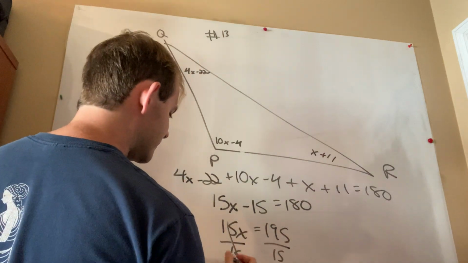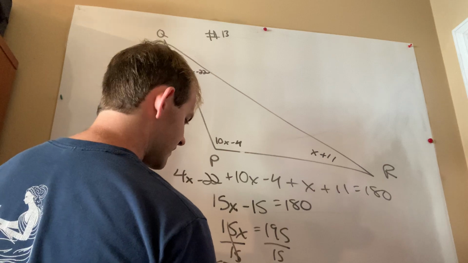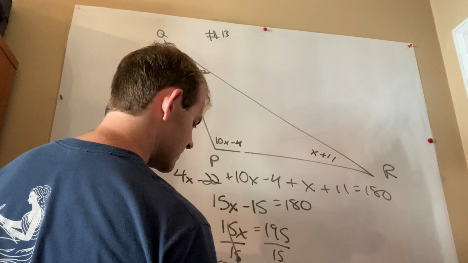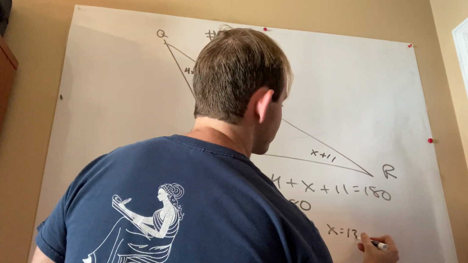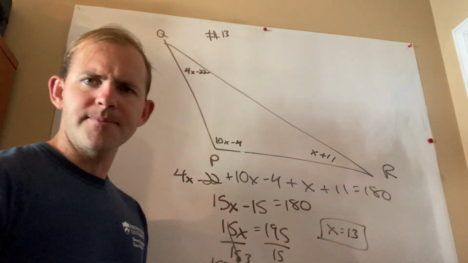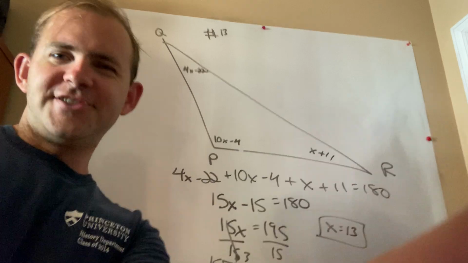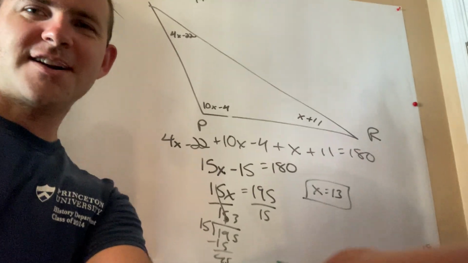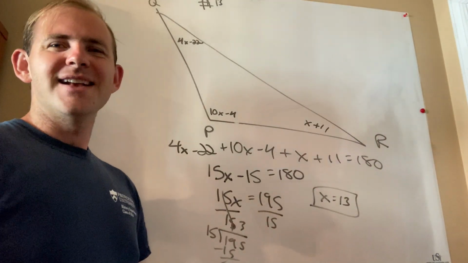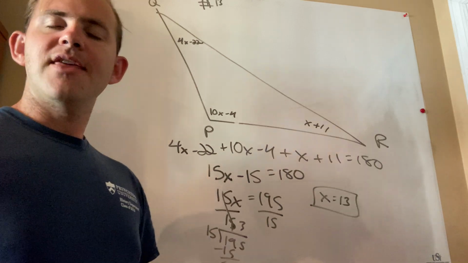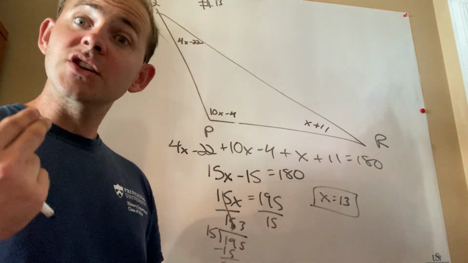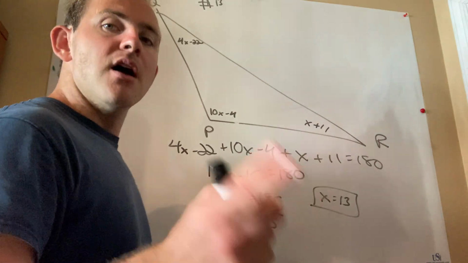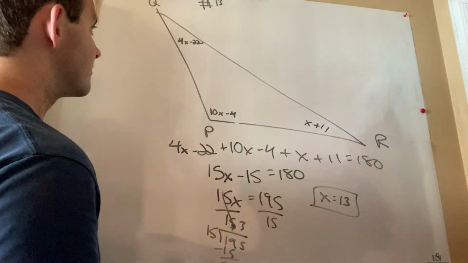Let me actually do that division for you, okay? 15 goes into 195 once. All right, so it's 3 times. So x equals 13. Okay. Oh dear, looks like I cut out part of the work there. Sorry about that. Anyway, so x equals 13. And then, in order to find the rest of what they're looking for, all I'd have to do is use substitution. For example, let's say they wanted angle P.